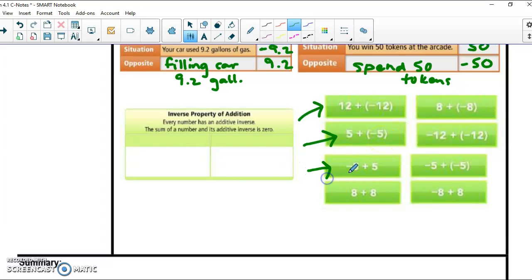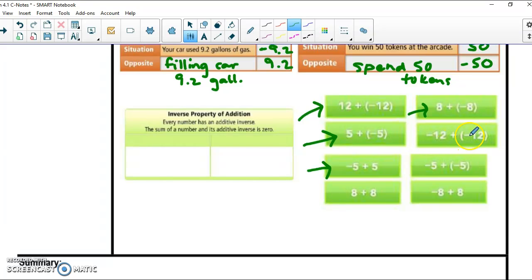I could also write it this way. Negative 5 plus 5. Still opposites. They add to 0. So we would call them opposites or additive inverse. 8 plus negative 8. Same number, opposite signs, so those are opposites, and they add to 0.